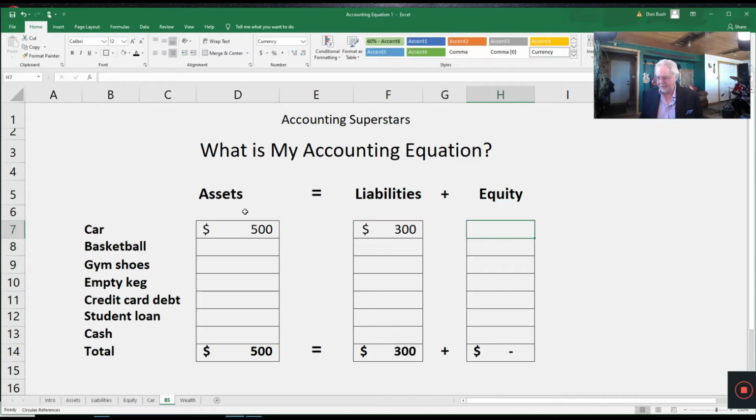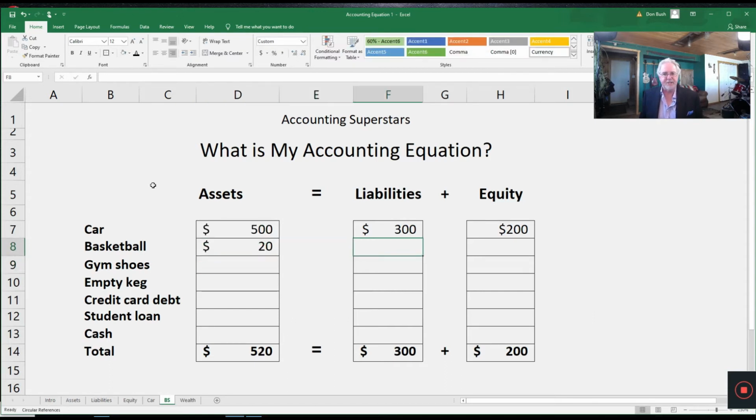And so therefore, your equity in the car is $200, because 300 and 200 equal 500. So the left side equals the right side. Let's say that you have a basketball and it's a very nice basketball and you paid a lot of money for it. It's a beautiful leather basketball and it probably cost at least $100. But if you were to try to sell it right now, since it's used, it's probably not worth a whole lot. In fact, you probably would only get maybe 20 bucks for it.